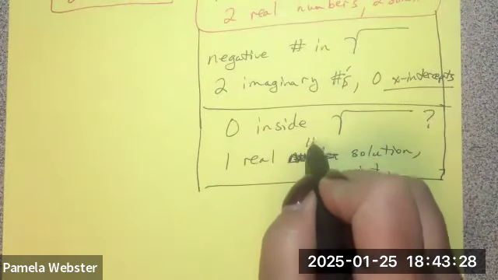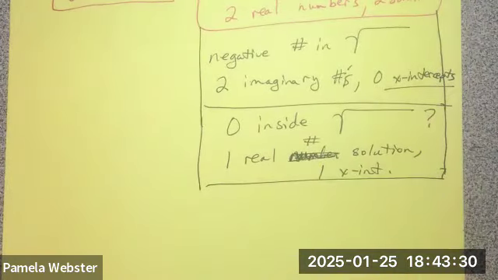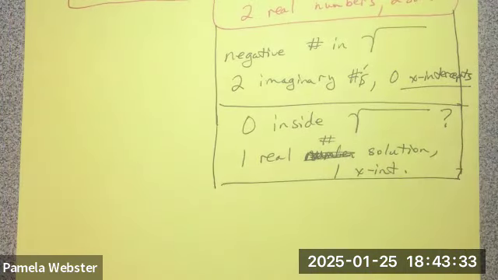I know. Just use the hashtag. Okay, that's a number sign, not a hashtag. So that gives me one x-intercept.